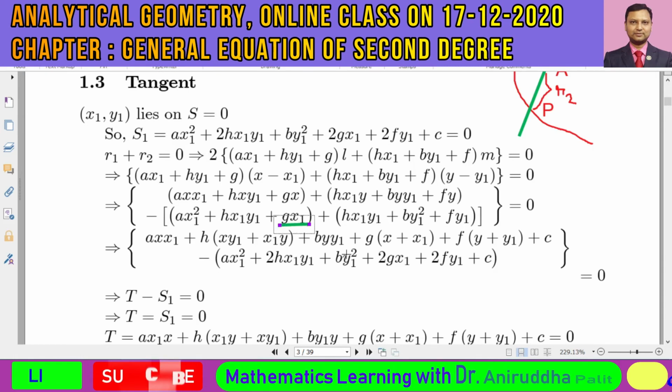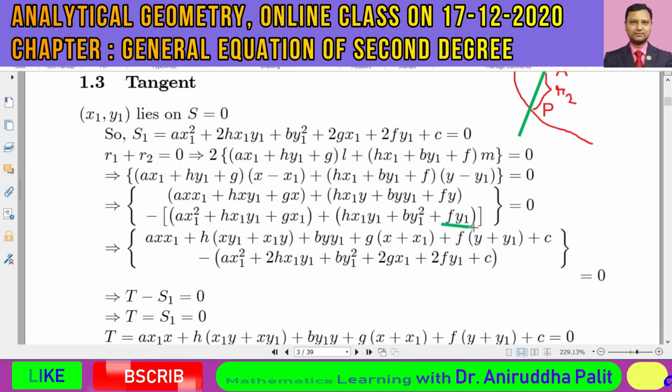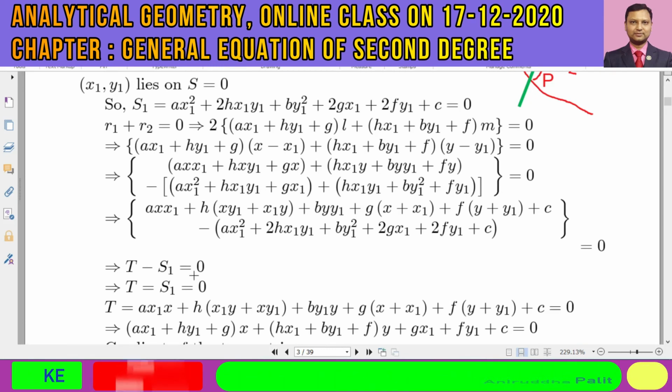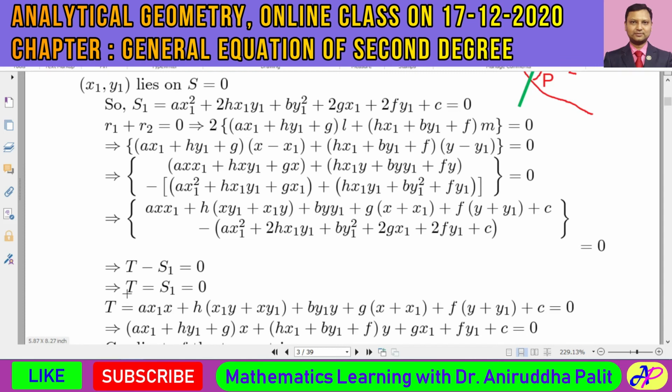And remaining gx1 is there. So single gx1 is there, I am writing twice gx1. And this twice gx1 is adjusted with this g into x1. Similarly, over here we have a single fy1, but we are writing twice fy1, so that is actually adjusted f into y1. And then plus c and then minus c because we have a minus sign over here. So in this way, we are adjusting the result, and so we ultimately have the result that t minus s1 is equal to 0. So we have t is equal to s1.